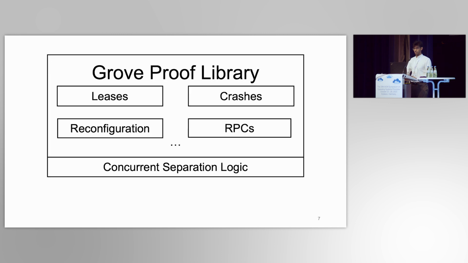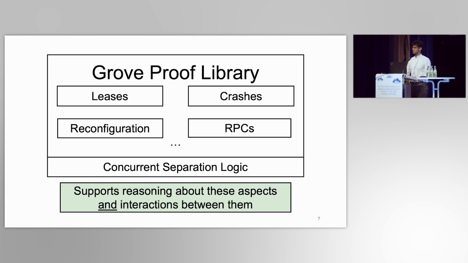In this work, we introduce Grove, which is a proof library that helps you state and prove theorems just like that. The core of Grove, the approach of Grove, is a proof technique called concurrent separation logic, which I'll shortly talk a lot more about. And on top of CSL, we support reasoning about all these different aspects of distributed systems that I mentioned, as well as the interactions between them.